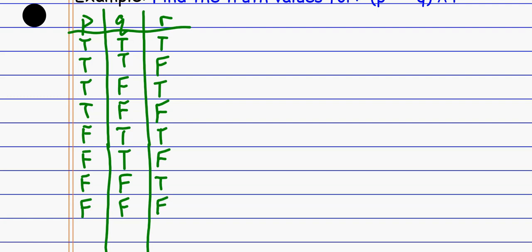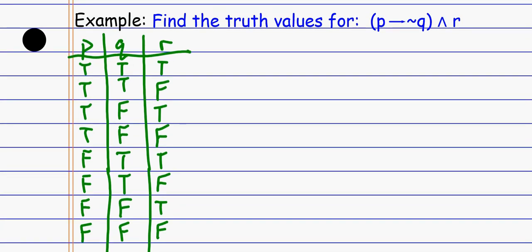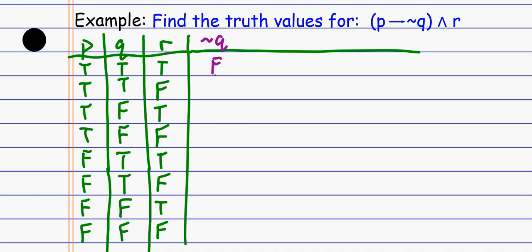Okay? So now I need to think about what the next thing I would do here is. So in order of operations, I would go inside parentheses first. And inside the parentheses, the first thing I would probably do is negate that Q. So let's do a column where I do the opposite of the Q values. Ready? Instead of true, true, false, false, true, true, false, false, I go false, false, true, true, false, false, true, true. Okay? So I'm doing the opposite of that.